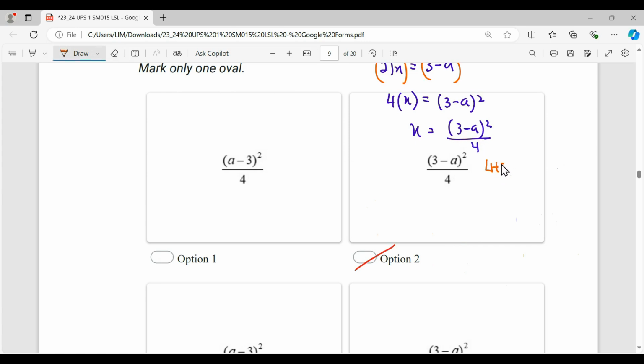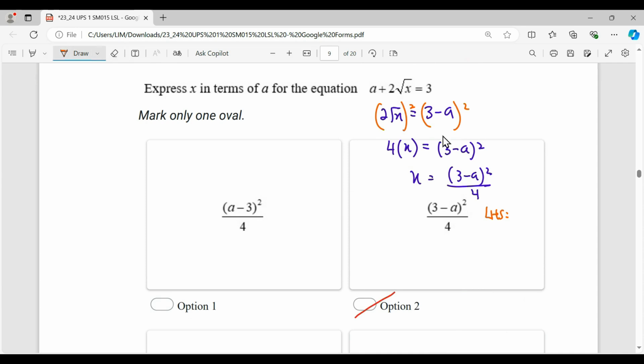Then we check the left hand side. Is it equal to the right hand side? Substitute this x back, square root for this x. Square root and square cancel, we leave 3 minus a, square root 4, we get 2. Simplify, here we have a plus 3 minus a, we get 3, so it equals the right hand side. So this is our final answer. So this is not our final answer.